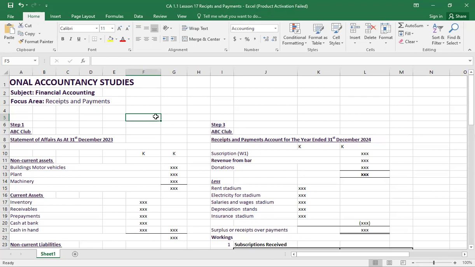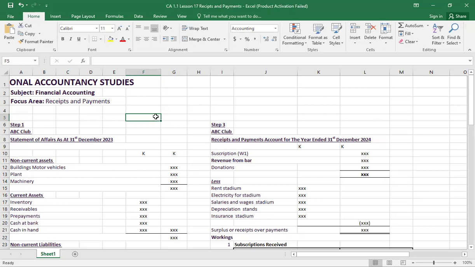So I'll give you an example of a golf club. A golf club, their primary source of income is subscription from their members. But of course, they can have maybe a restaurant or a bar where they're selling different types of refreshment products, right? That's a typical example of the type of business where you prepare receipts and payments.